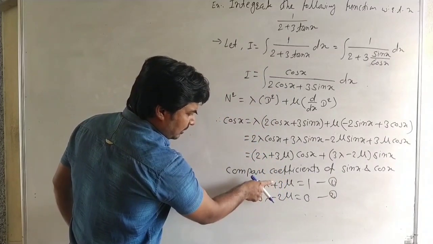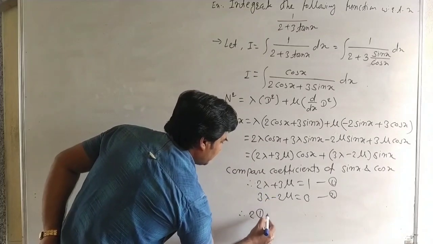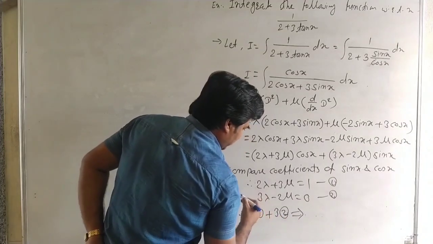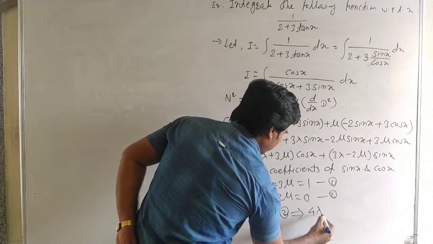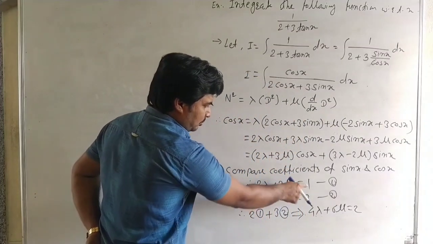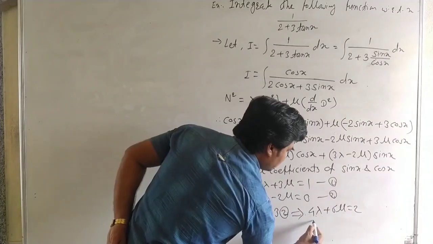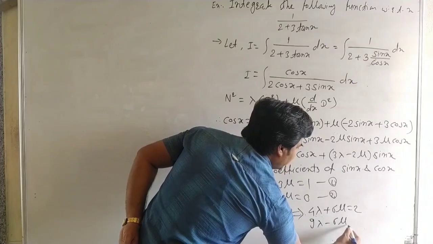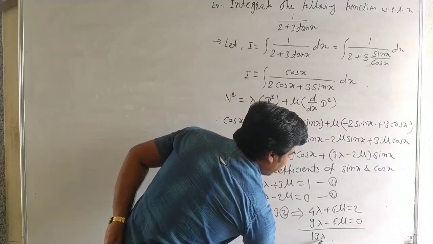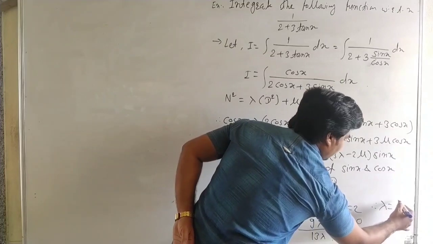We multiply equation number 1 by 2 and equation number 2 by 3. Therefore, 2 into equation number 1 plus 3 into equation number 2. See carefully: equation 1 multiplied by 2 gives 4 lambda plus 6 mu is equal to 2. Now multiply equation 2 by 3: 9 lambda minus 6 mu is equal to 0. Adding, mu gets cancelled and we get 13 lambda is equal to 2, and therefore lambda is equal to 2 by 13.